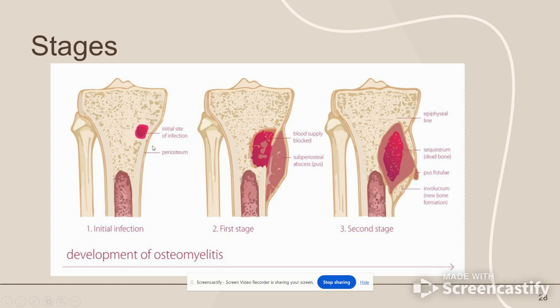So this is what the initial infection looks like. This is the periosteum, the initial site of infection. So you can get an abscess. This area is where the blood supply is blocked because of the thrombus. And because it's not getting any blood supply, the tissue just starts to die. They can have a new piece of bone form, but if this area gets too bad, they have to amputate. Once the bone is dead, there's no coming back from it. There's no blood supply.